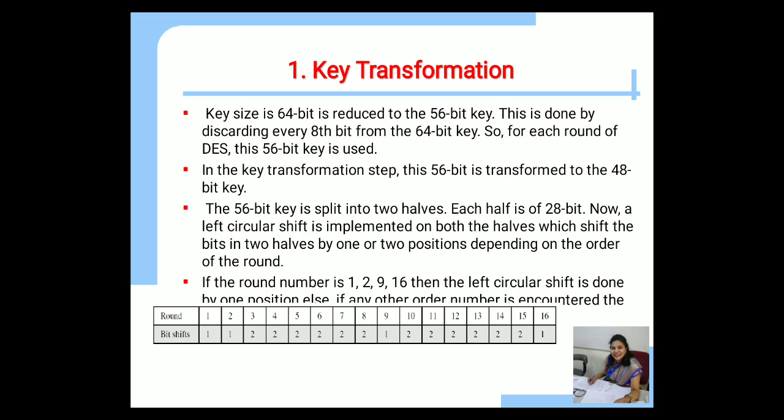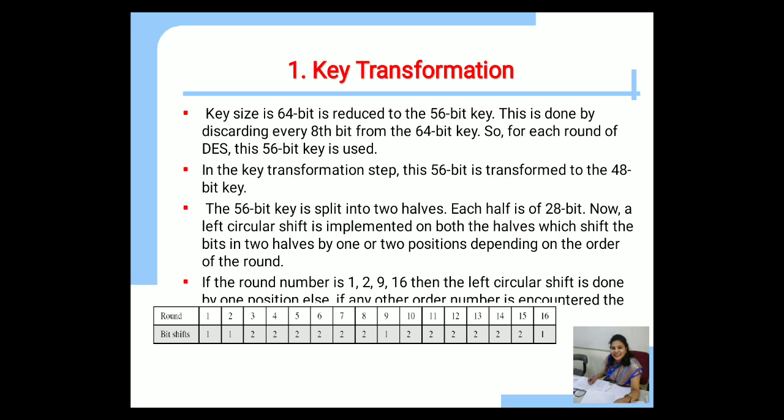So the first step is the key transformation. As you know, we have a 64-bit plain text that we are going to convert into the RPT and LPT of 32 bit each. Now we have that 64-bit key. Let us reduce it to 48 bit. How? Now we are going to see. The 64-bit key size is reduced to 56 bit. This is done by discarding every 8th bit from the 64 bits. So for each round of DES, the 56-bit key is used. So how do you convert this key into 56 bit? Just discard every 8th bit.